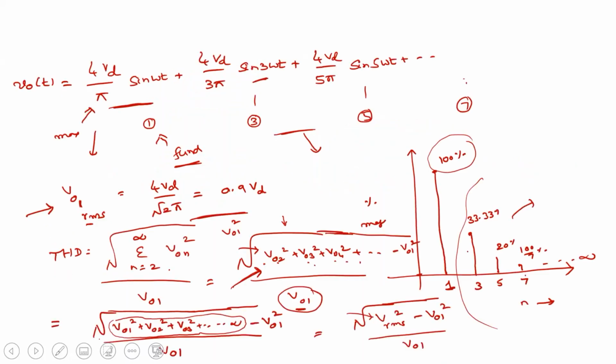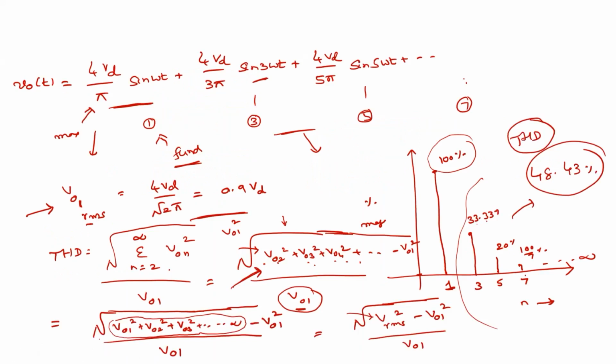So this is the total harmonic distortion, having the total harmonics. This is 33.3 square plus 20 square plus so on, relative to 100 square. Everything sums up, so 48.43% is its THD. Clear? This is how we calculate the total harmonic distortion.